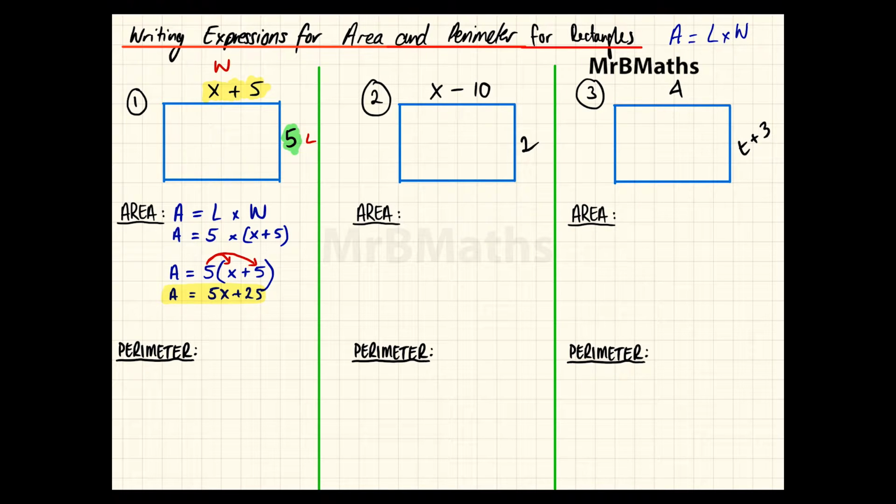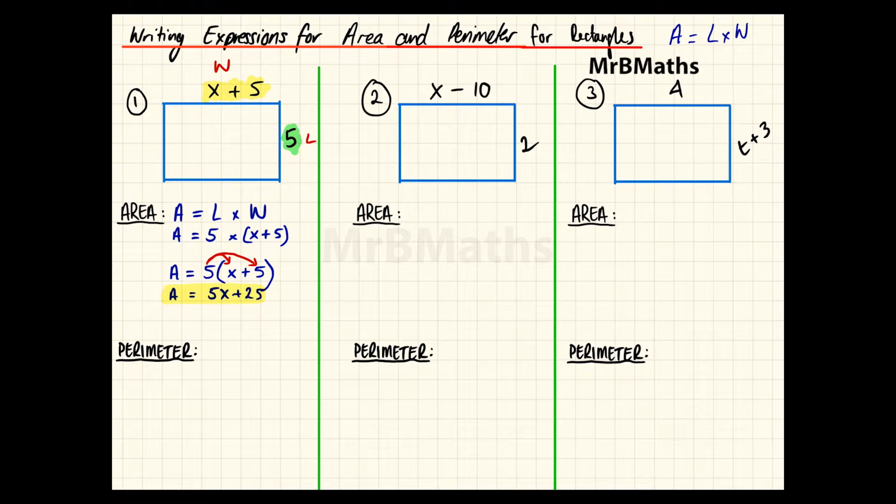Now moving on to the perimeter. Making sure we understand what perimeter is: perimeter is the outside of the shape, the outside distance of the shape. Area for a rectangle, at least, is length times width, but the perimeter is the outside.